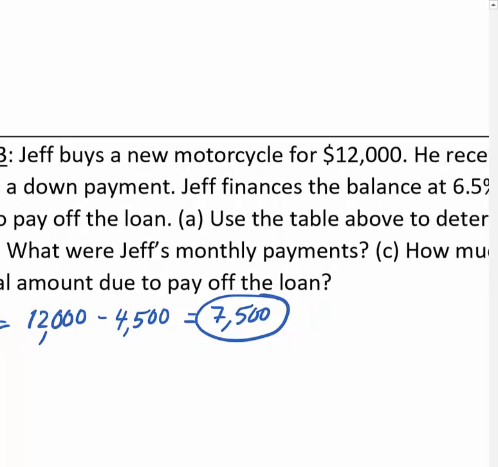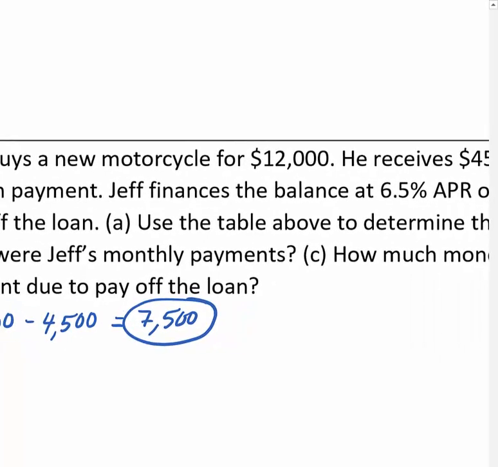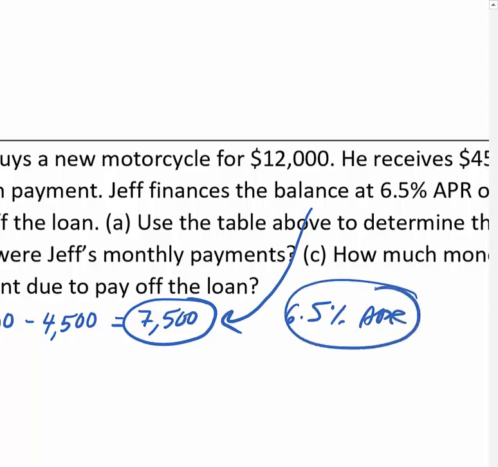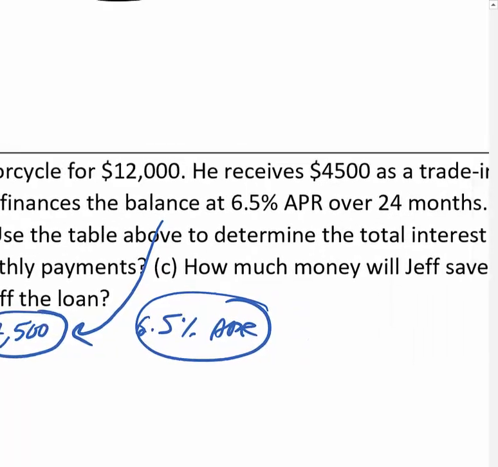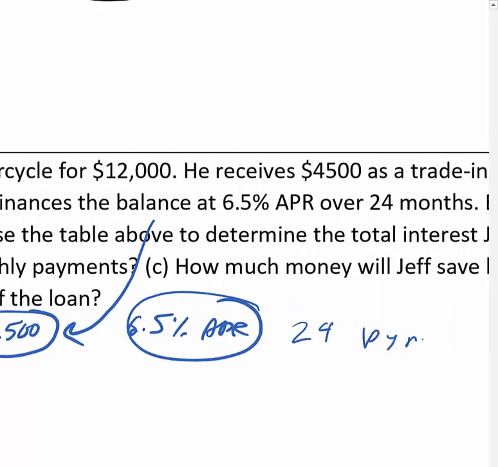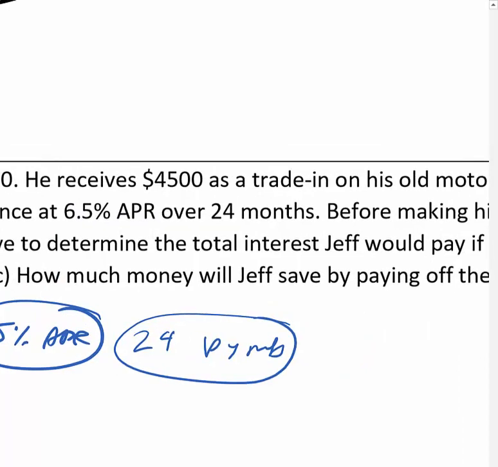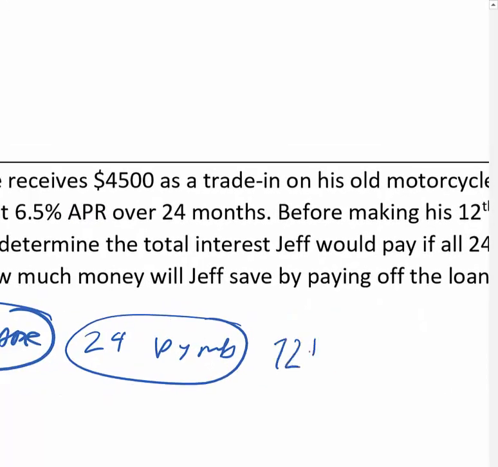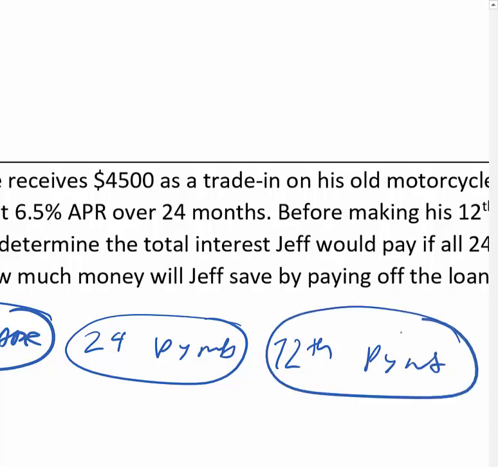Okay, so they didn't really say to find that, but I'm sure I'll have to use it. Okay, and they mentioned that he finances the balance, which is this amount, at 6.5% APR. That's good. Okay, so that's different than the last problem, because the last problem wanted us to go find the APR. But in this one, they're saying this is the APR, and we're gonna have to find something else, I guess. Okay, and then 24 monthly payments. Good to know. And they said before making his 12th payment. Okay, so he might be paying this off early, huh? So he's about halfway through his loan there.